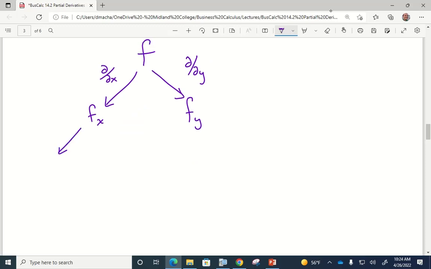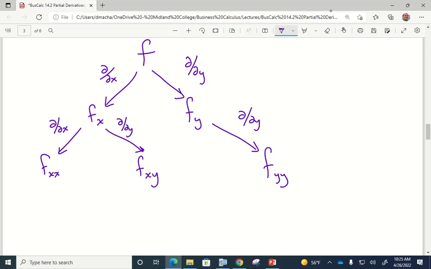If you then take the partial with respect to x of that function, you would get fxx, the second partial derivative with respect to x. If you take the partial with respect to y of that function, you'd get fyy. If you take this function, fx, and we take the partial with respect to y, then we would get fxy. And if I start from that function and I take the partial with respect to x, I'd also get fxy.